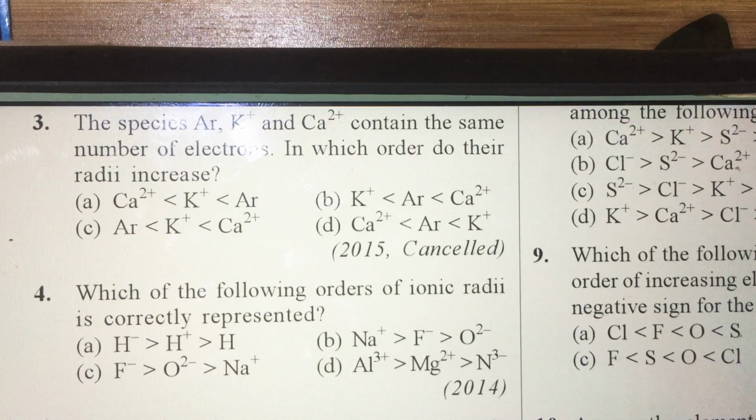Question number 4. Which of the following orders of ionic radii is correctly represented? Always remember, negative ones are bigger and positive ones are smallest. A is wrong because H minus is bigger than H, and H is bigger than H plus. B is wrong because Na plus is not bigger than negative ions. C is definitely wrong because F minus has 1 negative charge and O minus 2 has 2 negative charges. More negative charge means bigger size, so C is wrong.